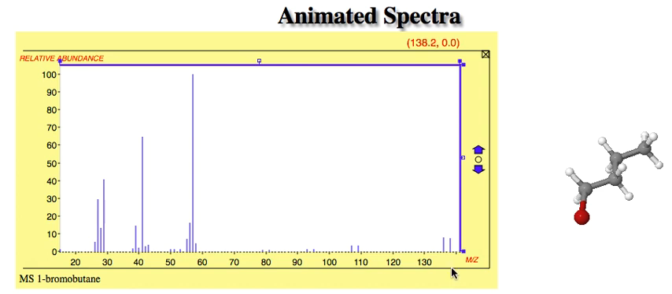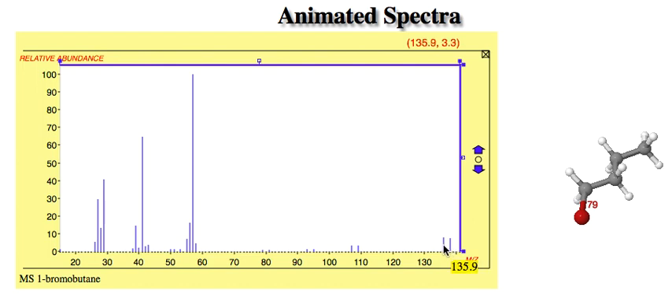Bromine can be bromine 79, and it can be bromine 81. Bromine 81 has 2 extra neutrons. They don't matter chemically, but they do matter when it comes to its mass. So this peak here is when it's got the mass of 79, that mass unit. And this one where we've selected is at 136, I believe. And this one's at 138.